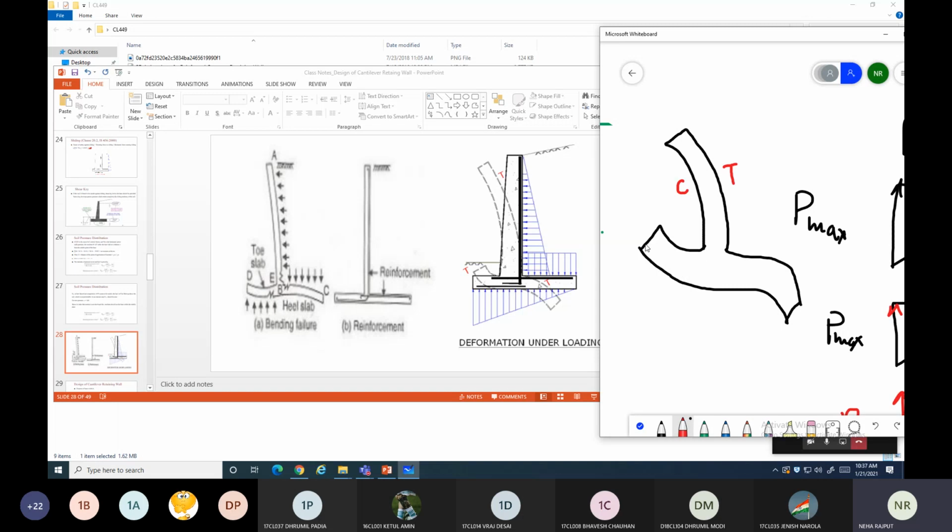This is the behavior of sagging for the toe part. So tension will be at the bottom and compression will be at the top. This heel part behavior is like a hogging. So tension will be at the top part and compression will be at the bottom part.